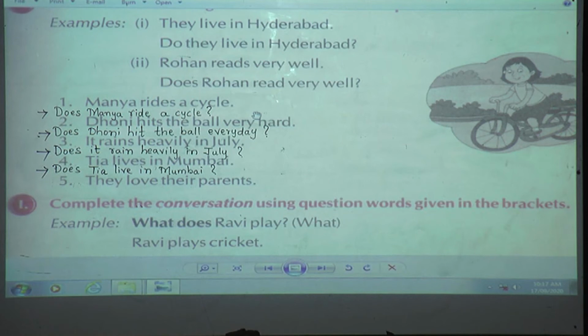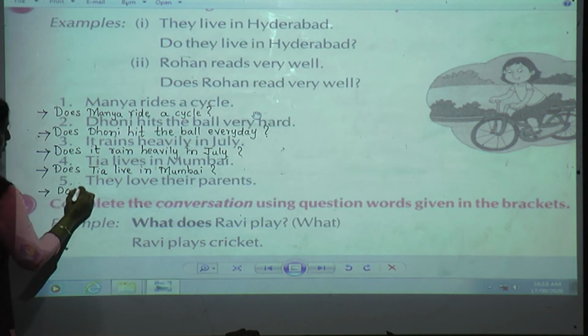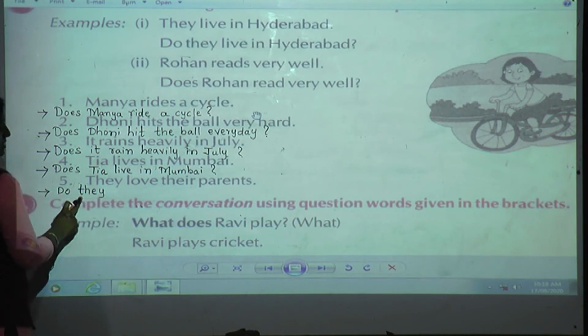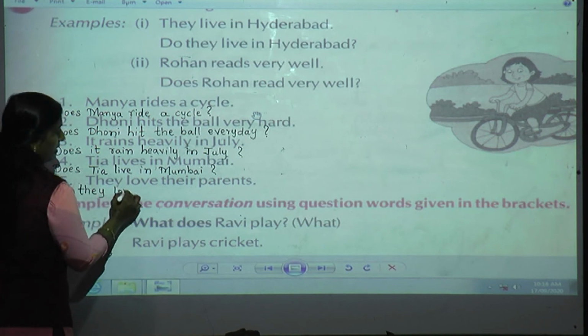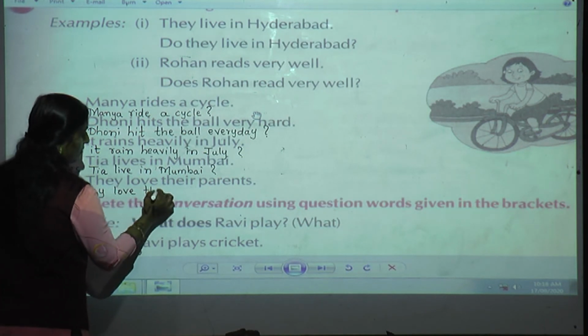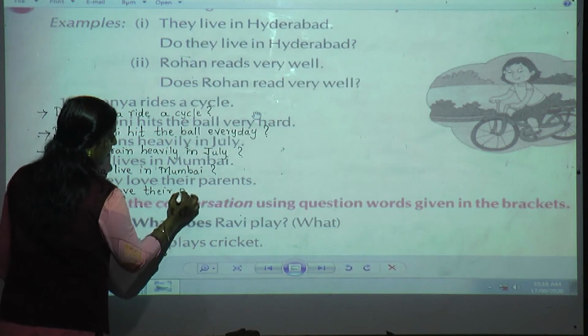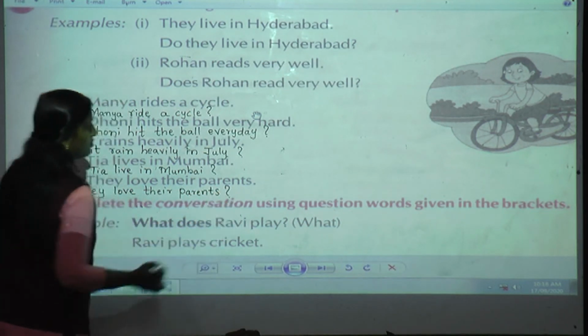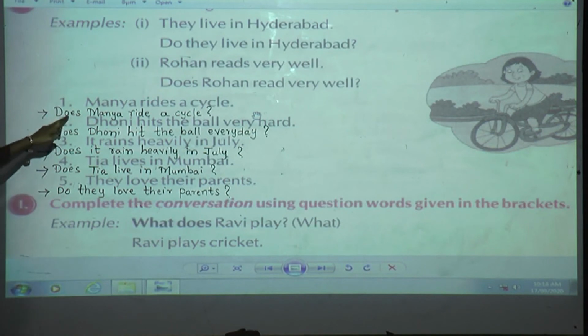They love their parents. They, I, we, you, or any plural subject. That time we are going to use do. So do they love their parents? Can you see here, again I have made the T small. Can you see how I have used does and do?